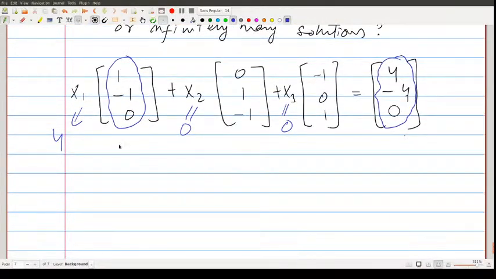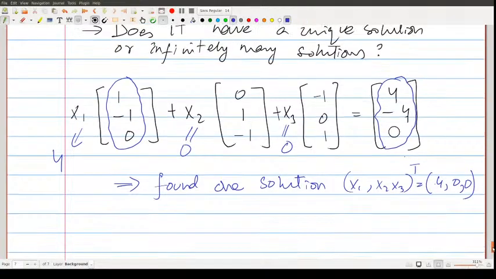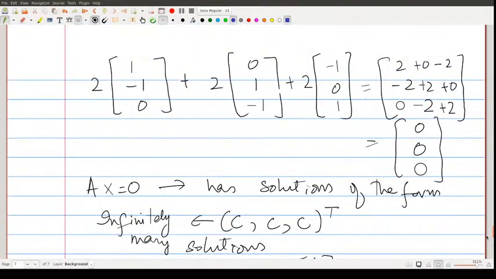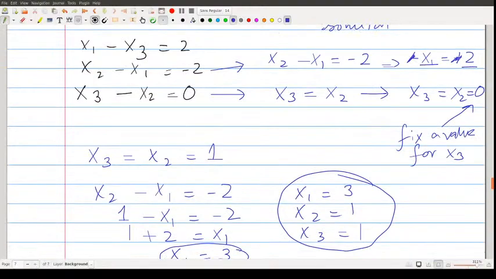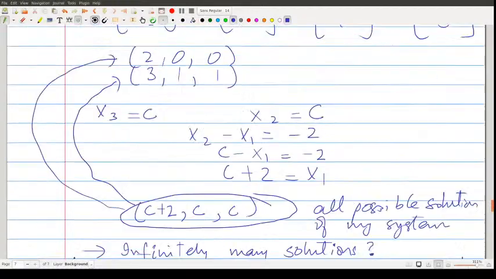By the way, it's possible that you find no solutions to a problem as well, but we haven't got into that case yet. So one possibility, I found one solution, which is x1, x2, x3 equals 4, 0, 0. That's one solution. Now, at this point, I can do the same procedure. I can try to find other solutions. Previously, when I found one solution, I tried to find another solution by fixing some values, right? I'm not going to do that now.